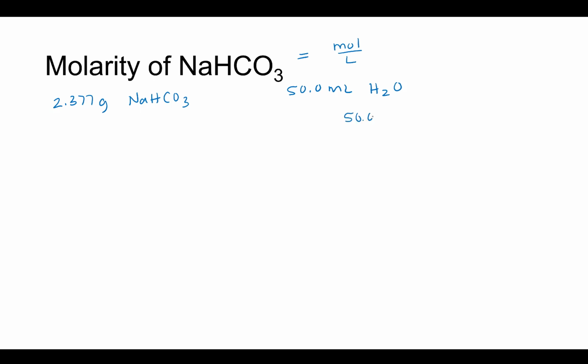So in 50.0 milliliters, there are 1,000 mL in 1 liter. So I can cross out my units here. And then I'll divide and get 0.0500 liters. So that's my liters. And now I need to convert my grams to moles. So it's 2.377 grams.